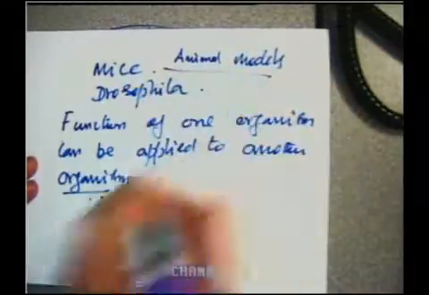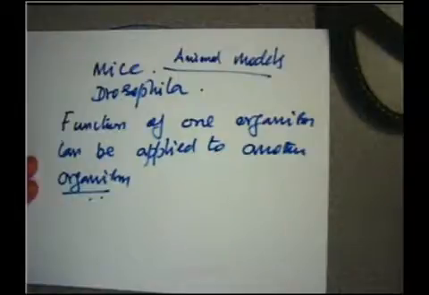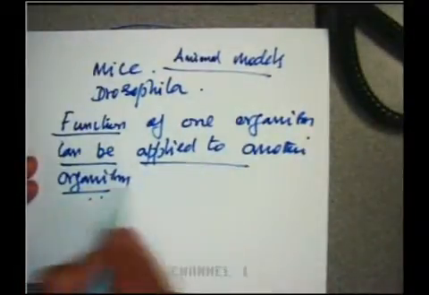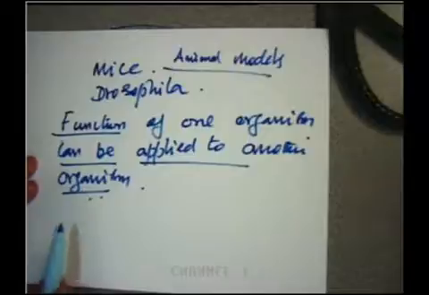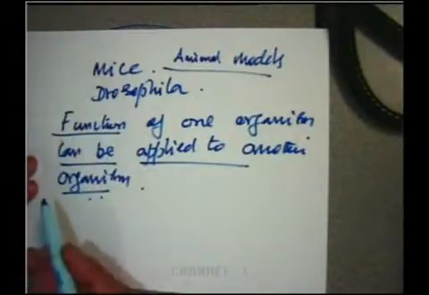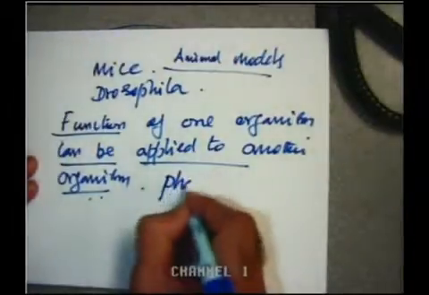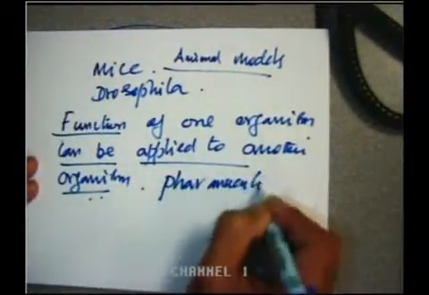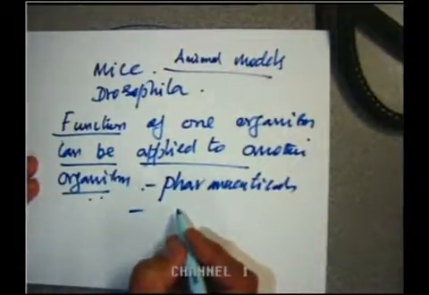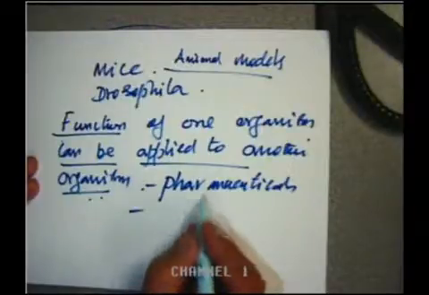What is the purpose of this animal model? Why do we study this animal model? The function of one organism can be applied to another organism. So this will help us to reduce the cost, to understand the toxicity, and to screen several drugs in a short period of time. All of that is useful. Which companies? Pharmaceutical companies, as well as beauty shops with different types of creams and other things, and hair products.